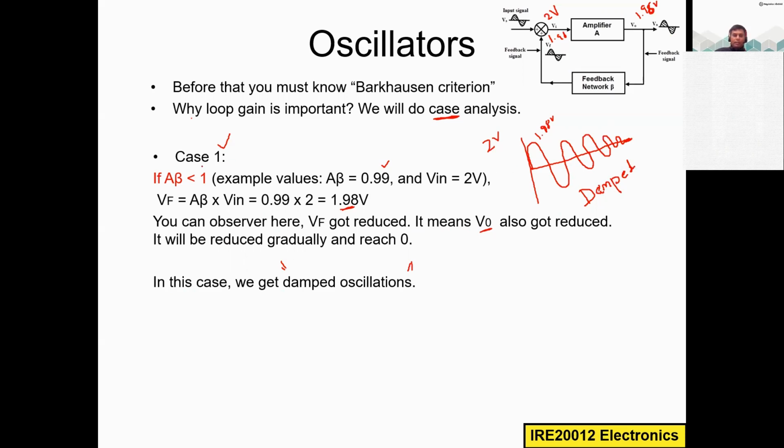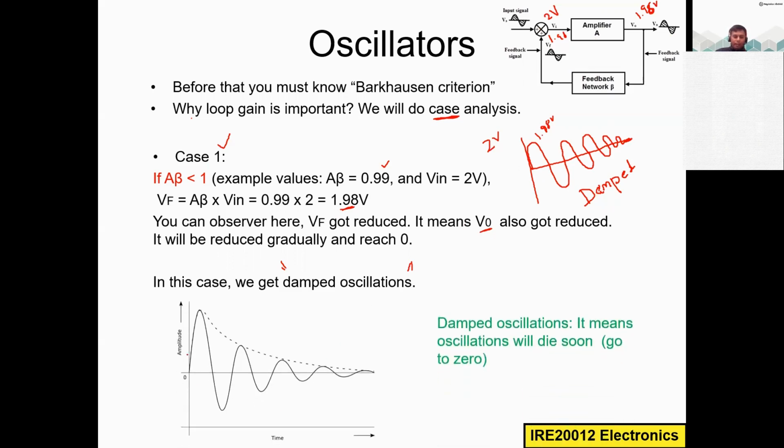So this is case 1. Whenever this A beta value is less than 1, we get damped oscillations. The oscillation will go gradually down and then go to 0. It will be like this. Practically, if you design the oscillator like this, you will get the first oscillation like this, and then it will go little by little down. Finally, it will become 0, so you will get nothing at the output. This is case 1.